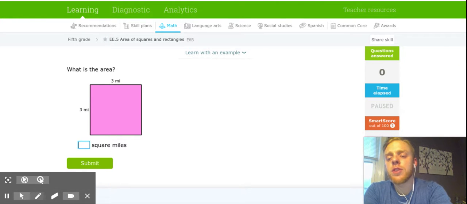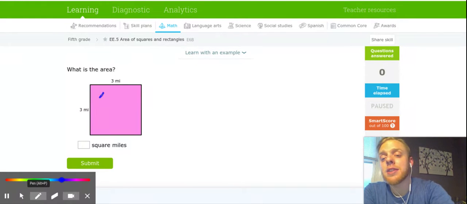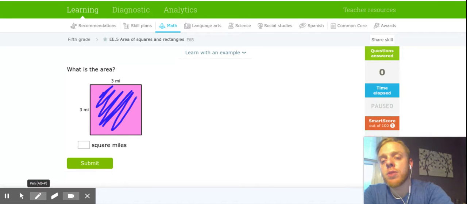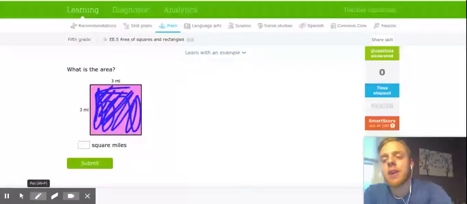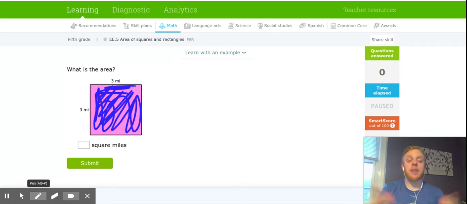So the first thing you want to think about when you think about finding area is that area represents the inside of a shape. So what I'm scribbling all over the inside of that square, that is the area. The outside is the perimeter, kind of like the fence around a yard, and the yard itself where the grass grows and everything else is, that would be the area.